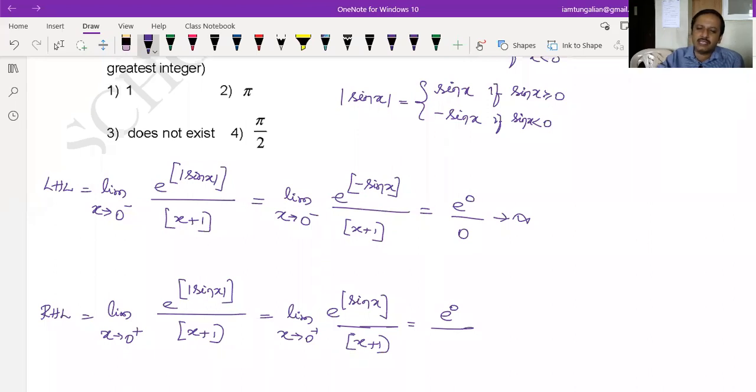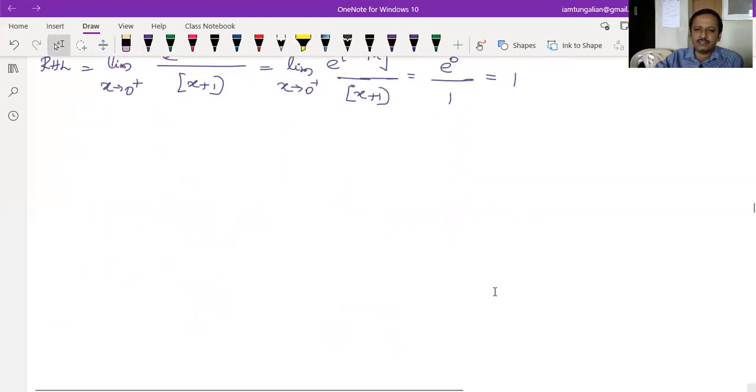Step of 1.1 is 1. e power 0 is 1, so 1 by 1, we get 1. Left hand limit tends to infinity and right hand limit tends to 1. They are tending to two different values. Therefore, this limit does not exist.